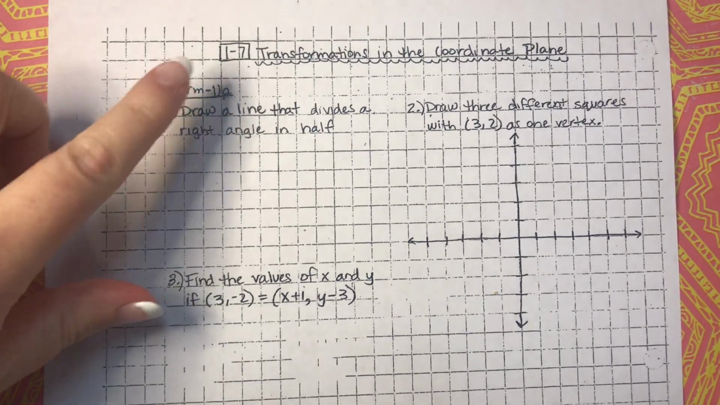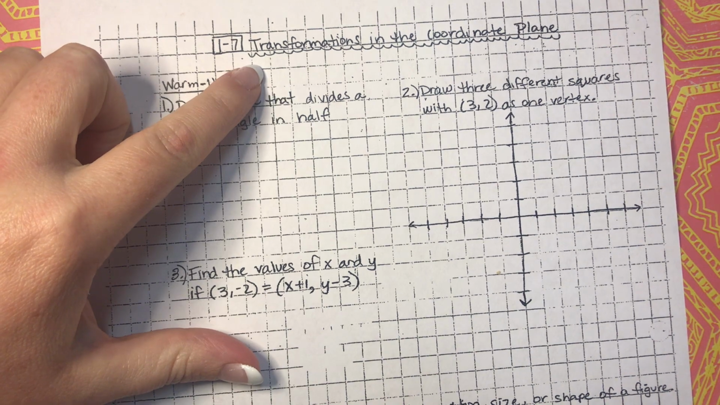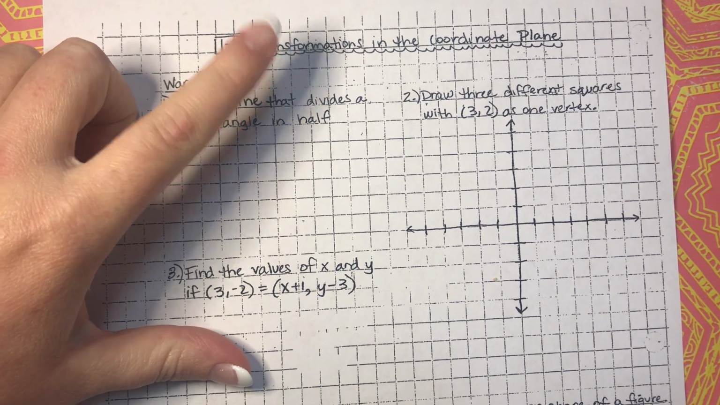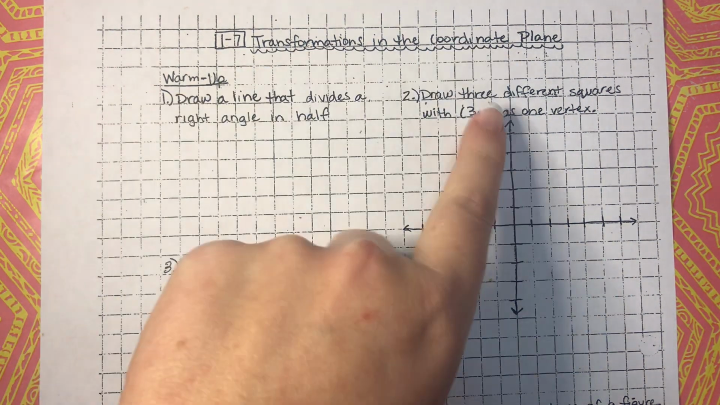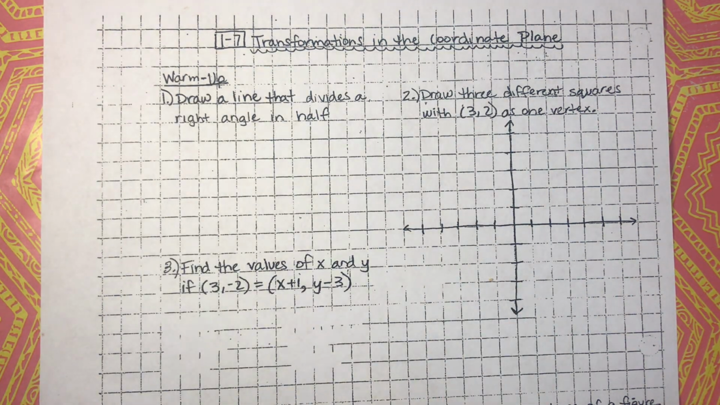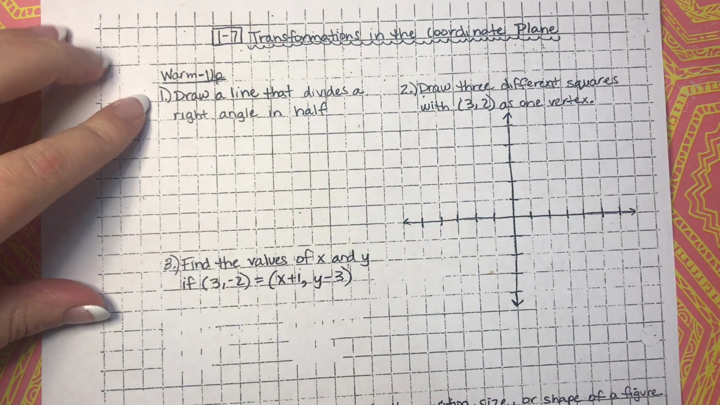Welcome to class. Today we're going to talk about Chapter 1, Lesson 7, Transformations in the Coordinate Plane. Okay, so transformations we're going to talk about in a coordinate plane, which is something like this, with X and Y axes. All right, so we have our warm-up. There are 3 different questions for our warm-up today.